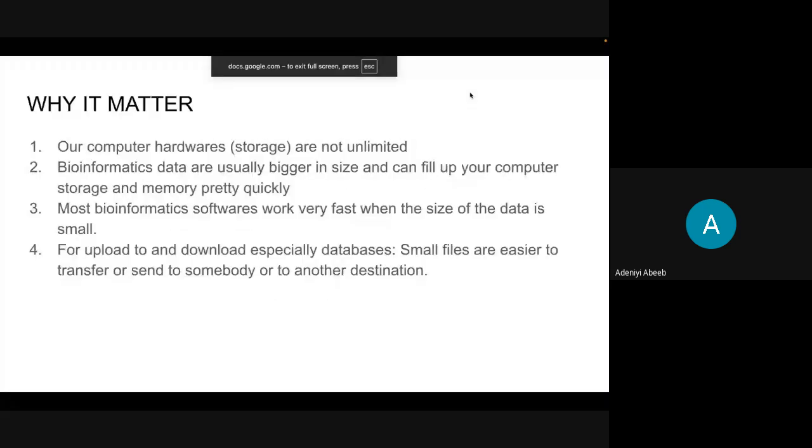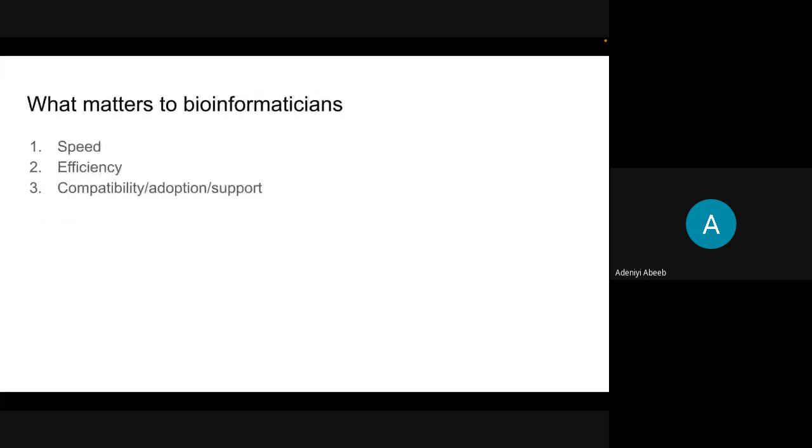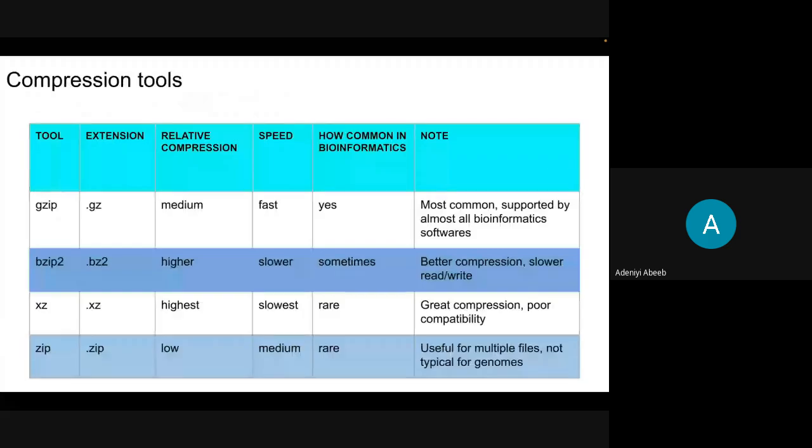I started by telling you why data compression matters. I also talked about the popular compression tools that we use in informatics. And I told you that zip, bzip2, and gzip are the most popular. I also told you why the gzip tool is the most popular in bioinformatics. If you look at this table, you can see why it is very popular, because the relative compression is medium, and also the speed is very, very fast compared to the other tools.